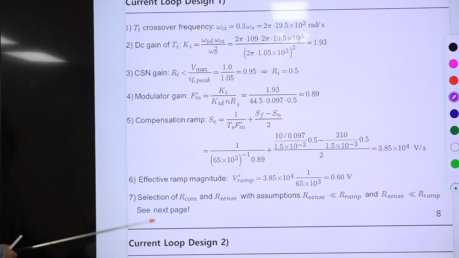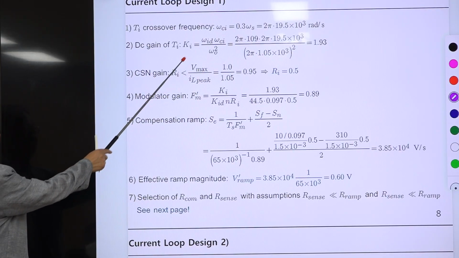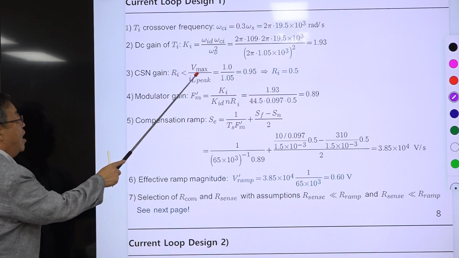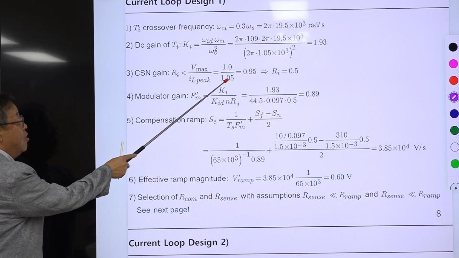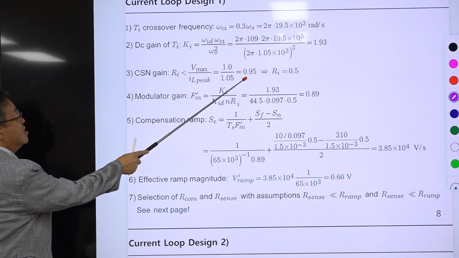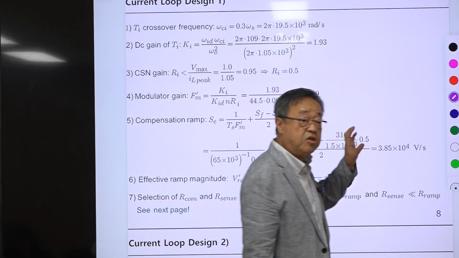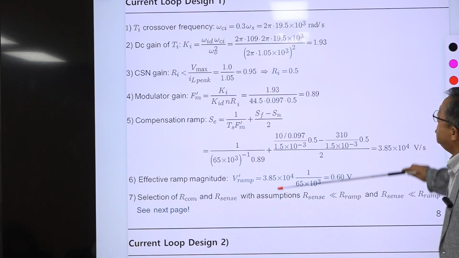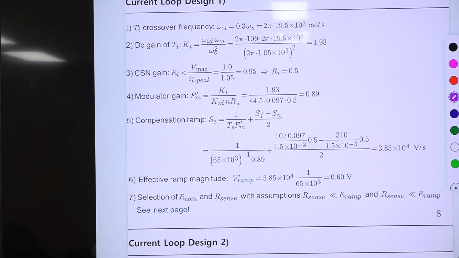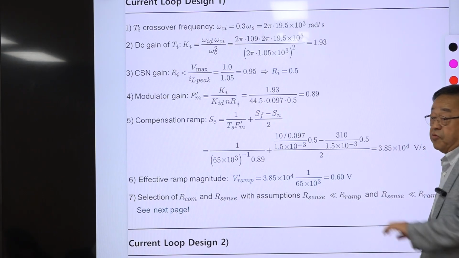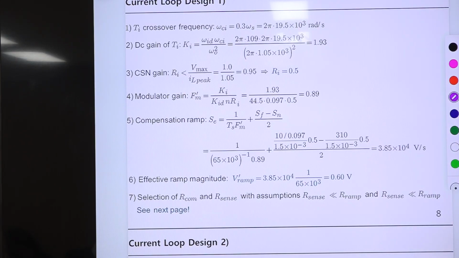1.93, and the CS gain Ri: the maximum value of voltage allowable at the input port of the IC chip is 1 volt, and the IL peak was 1.05. So this number is this one. Ri should be sufficiently smaller than this number. So I selected 0.5. And for the modulator gain, we have another expression for Ki, which is derived from the block diagram representation. Then this Fm prime is this number.